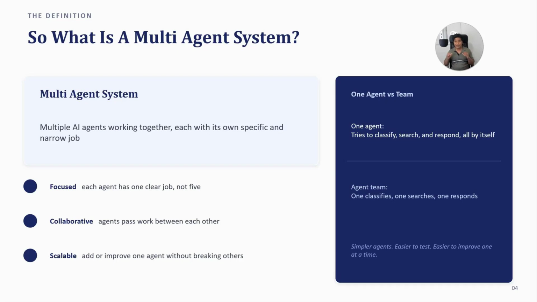So this is where multi-agent systems come in. A multi-agent system is simply multiple AI agents working together. Each one has a specific job. Each one has a narrow focus. Instead of one agent trying to do everything, you build a team. One agent classifies the request, another agent looks up information, another agent writes the response. They pass work between each other, just like people on a team would. This makes each agent simpler. It makes the whole system easier to build, test, and improve.